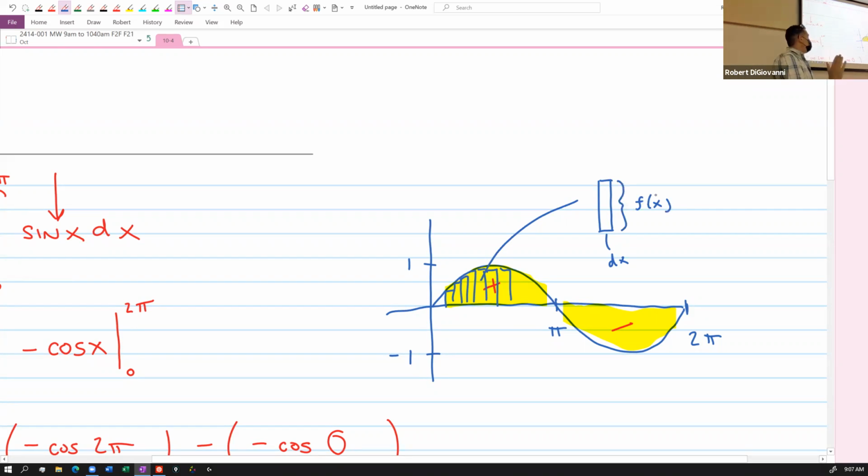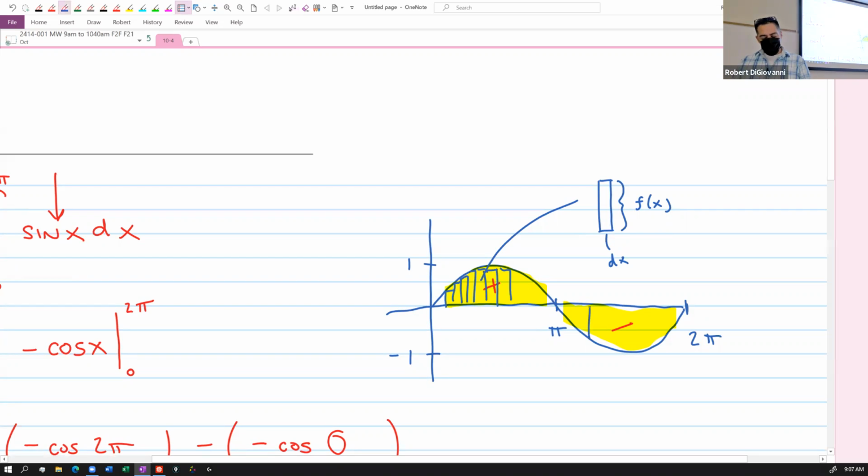So if you multiply those two numbers, if we're in this first region here in yellow, the width's going to be positive and the height's going to be positive. When you multiply two positive numbers, you'll get a positive answer, right? So it's going to count all of this as positive.